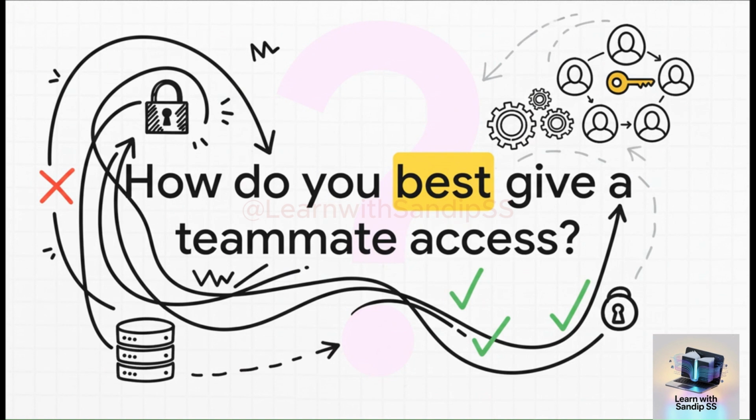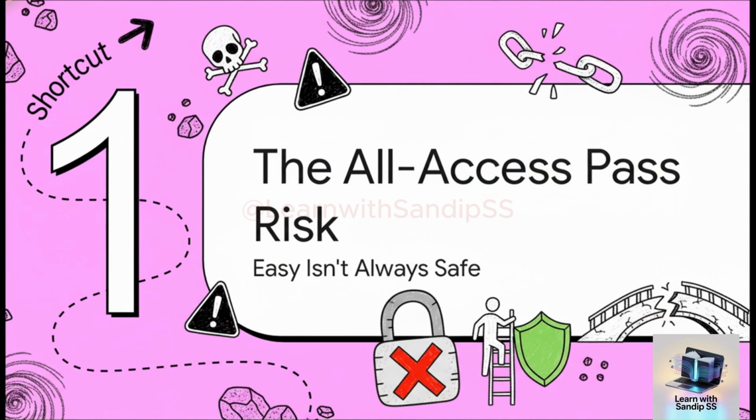And that really gets to the heart of it, doesn't it? What is the best way to solve this problem? This situation pops up constantly, and the most obvious answer, the quickest fix, is often the one that's packed with hidden risks. So let's break that down. First, let's talk about that tempting shortcut, the all-access pass. We're going to look at why the easiest option is almost never the safest, and how just a few extra seconds now can save you a massive headache down the road.